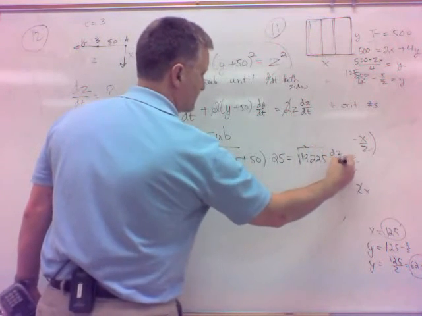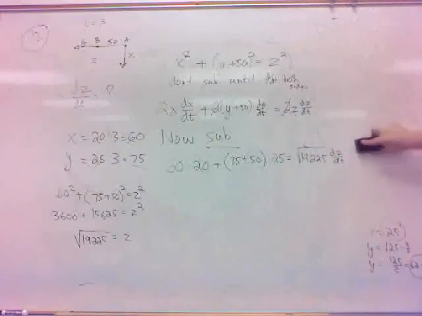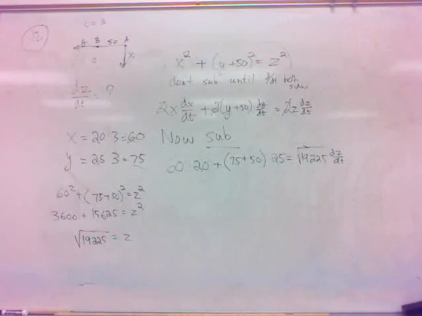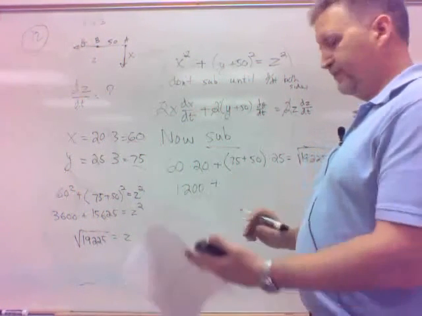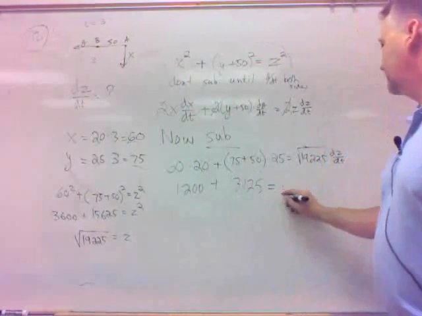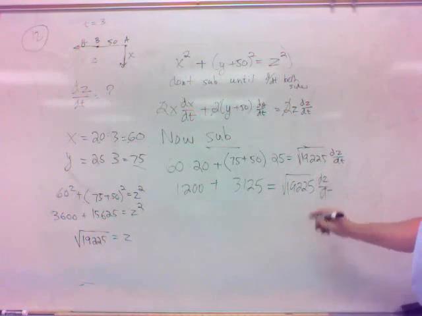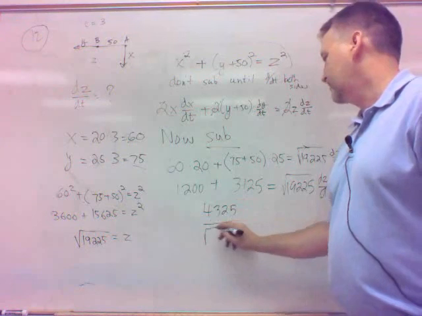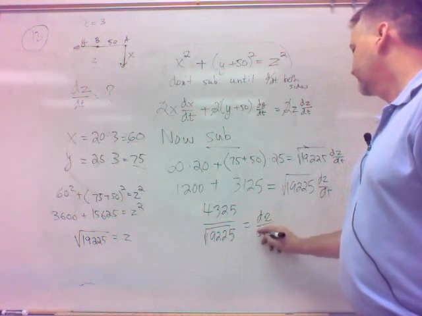And dz/dt is, there you go. 1,200. 125 times 25, 8125, equals the square root of 19,225 dz/dt. So it looks like I got 4325 divided by the square root of 19,225 is dz/dt, in miles per hour.